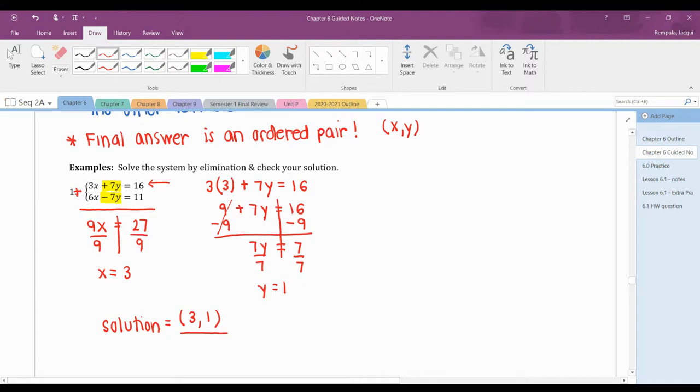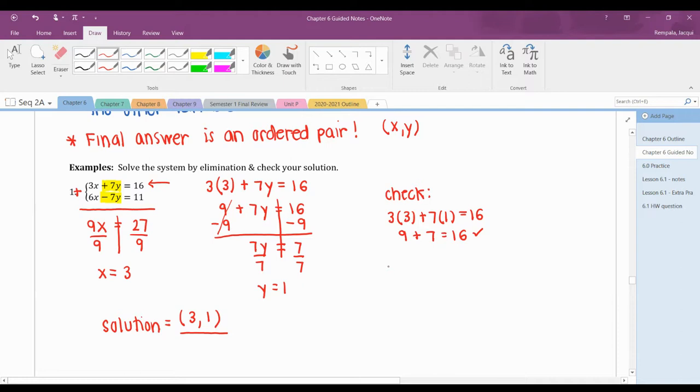But now before I say, okay, I'm done, the direction said check your solution. So that means that now that I have this ordered pair, I'm going to go back to the two original equations and I'm going to substitute in both those numbers. So on the top, we'll have 3 times 3 plus 7 times 1, and we want to make sure that that really does equal 16. 3 times 3 is 9. 7 times 1 is 7. 7 and 9, when you add those, it checks out. It gets you 16. So the top equation works.